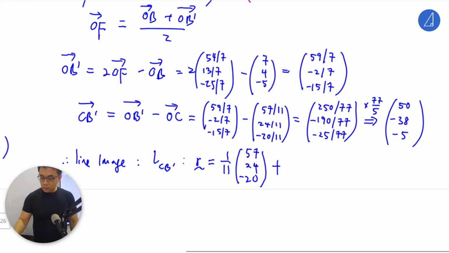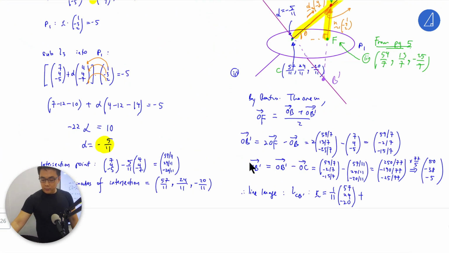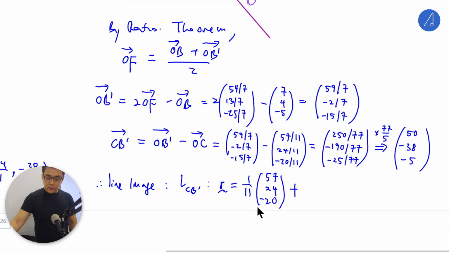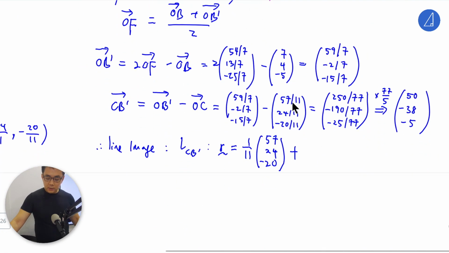So I repeat, once you find the mirror image, then you just find the direction of CB prime. So for CB prime, using the ratio theorem, you find the mirror image. Then CB prime you can simplify. Once you simplify, you get the line CB prime. I'm using C. You can use the answer, use B prime, doesn't matter. So I'm going to use gamma.